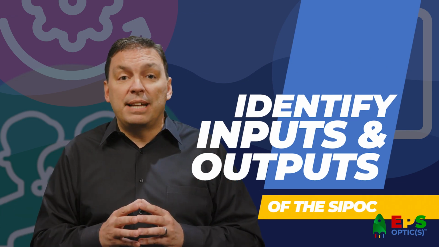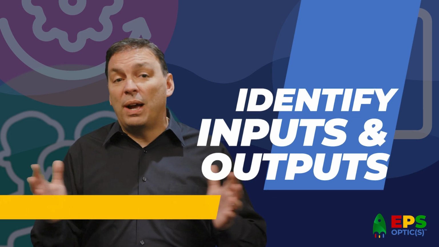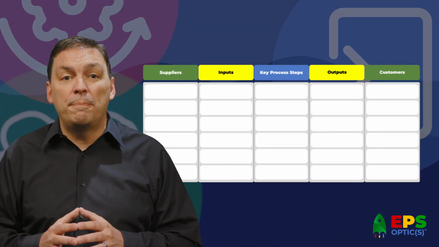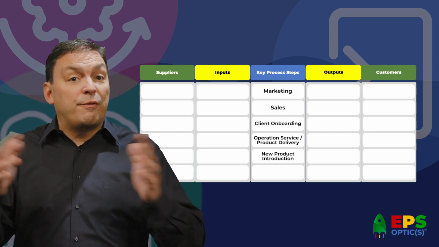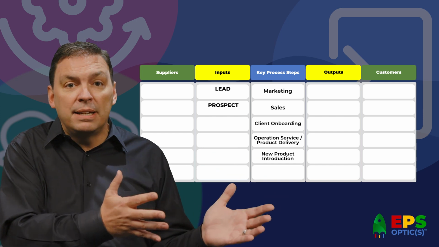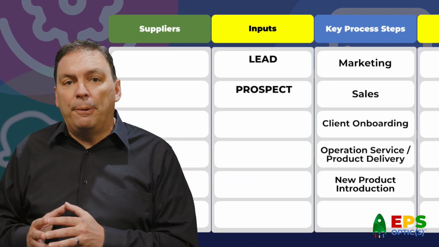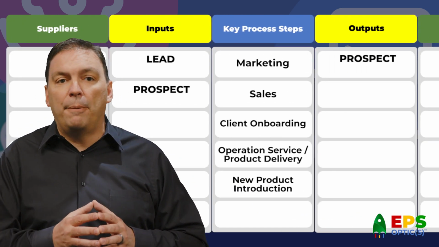For each of the 5 steps you have defined, I encourage you to identify the key inputs and outputs. There may be more than one per step, and that is okay. In the first step, did you transform a lead into a prospect? The lead may be an example input, and the prospect would be an example output.